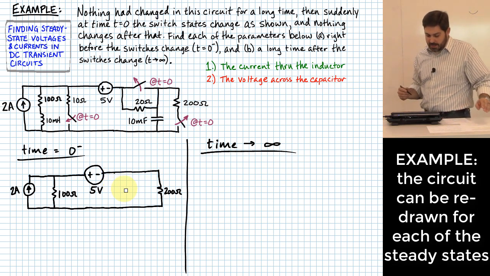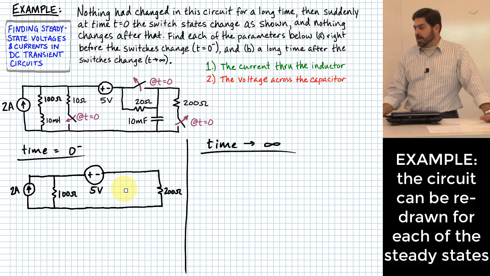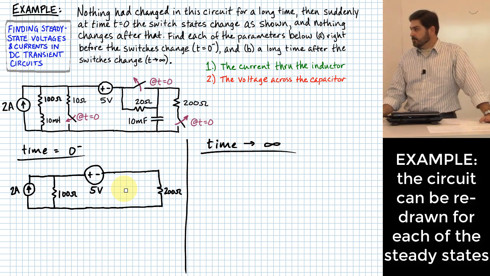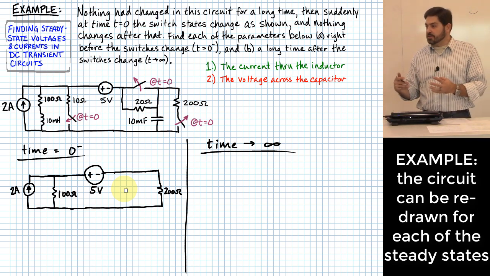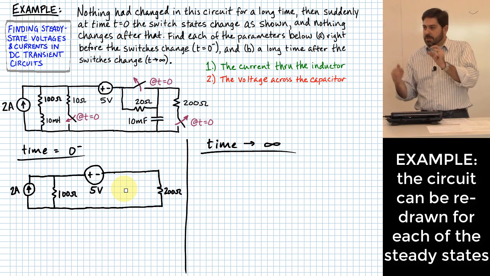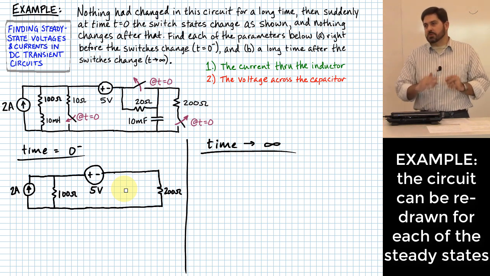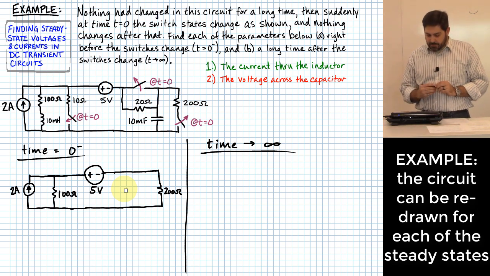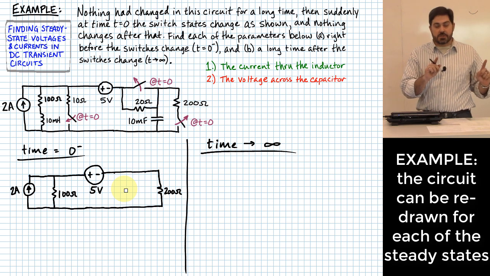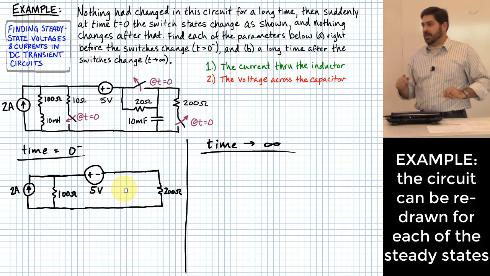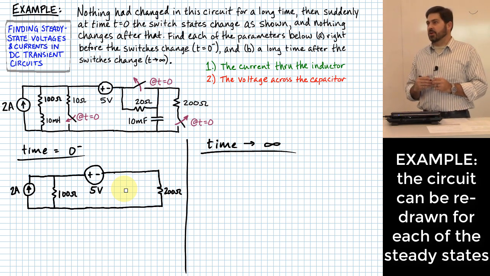And our circuit that we have becomes that. Okay, that's what the equivalent circuit is, in terms of finding what things like voltages and currents are right at time equals 0 minus, right before the switches change. Now, while we're on a roll here, let's go ahead and draw what it looks like once t starts to approach infinity. How do you handle that?